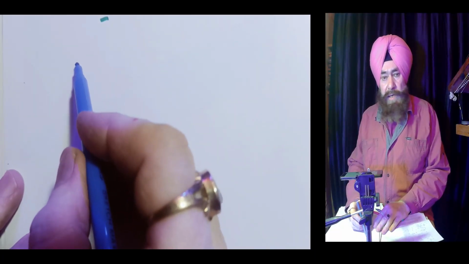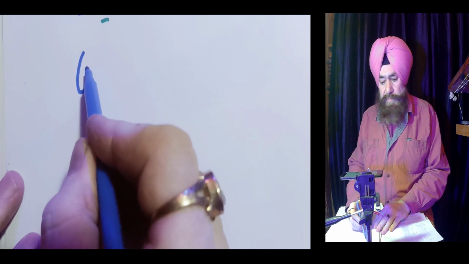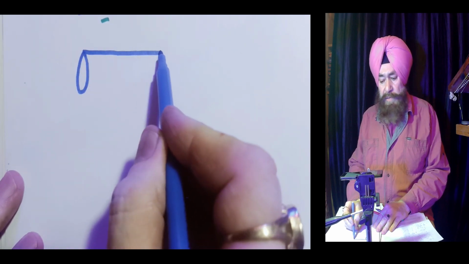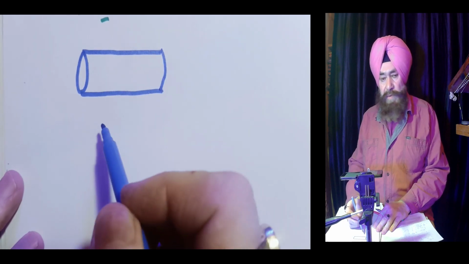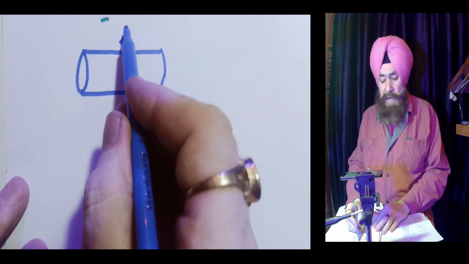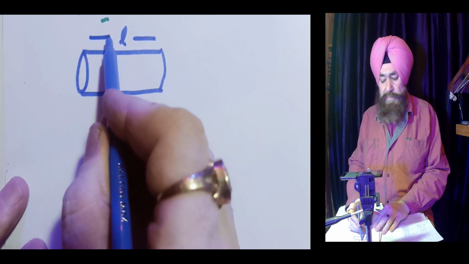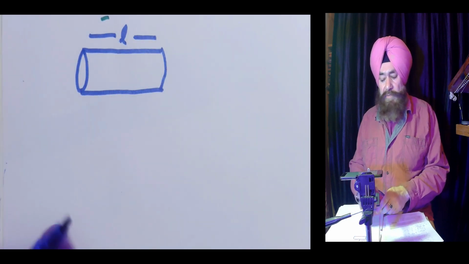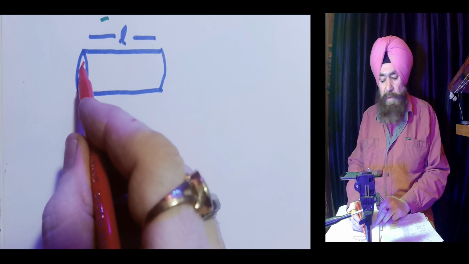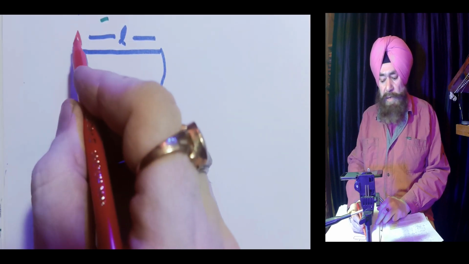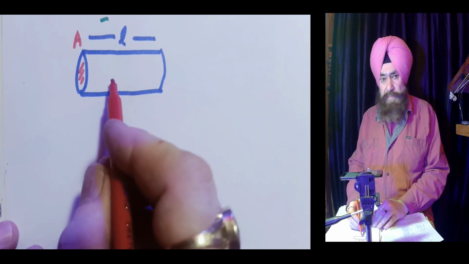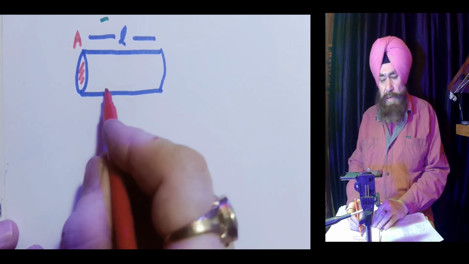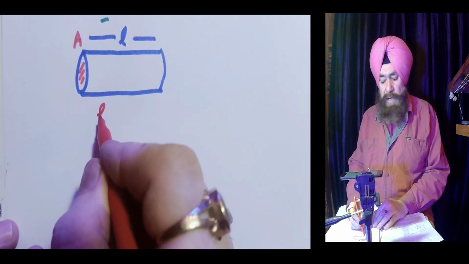Let me take a conductor. So this is my conductor, cylindrical in shape, having length L and area of cross section A. What is the volume of this conductor? It is L into A.